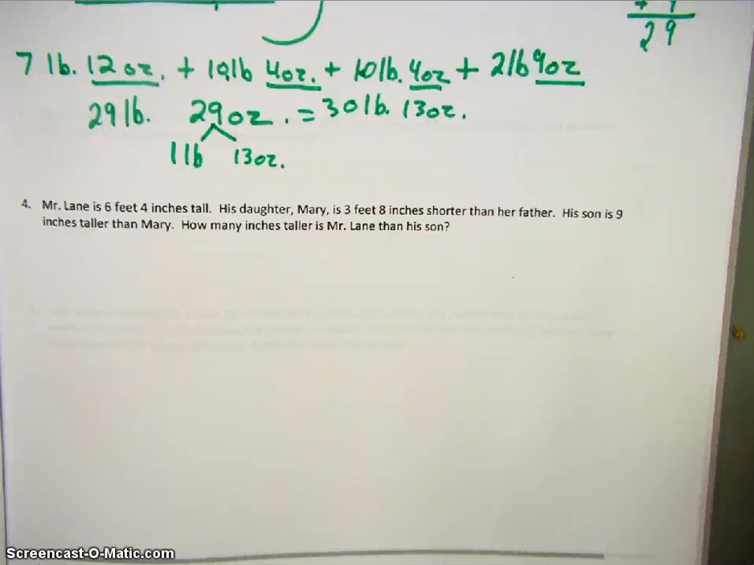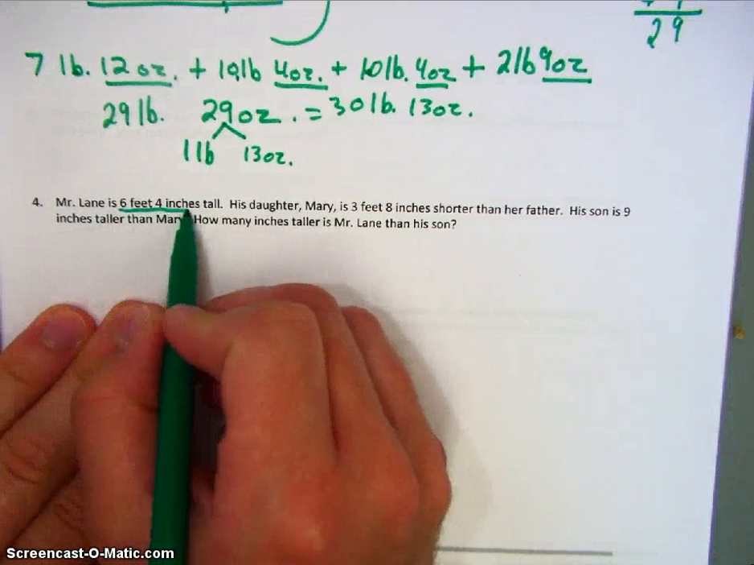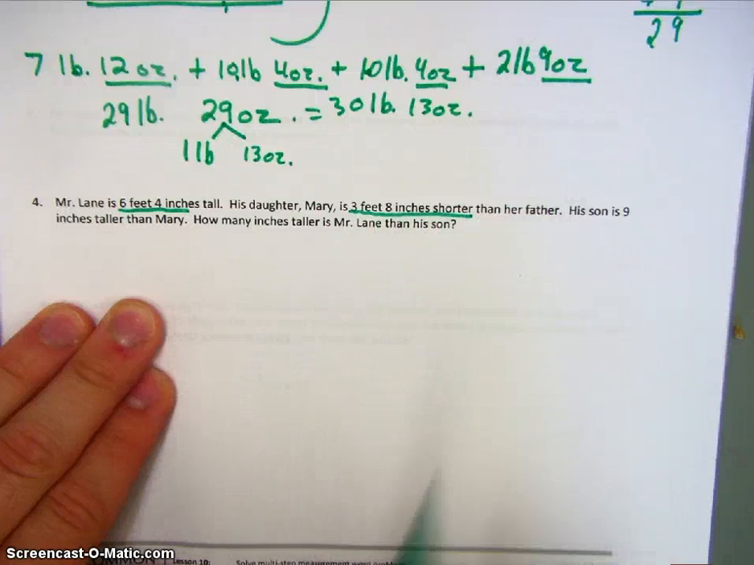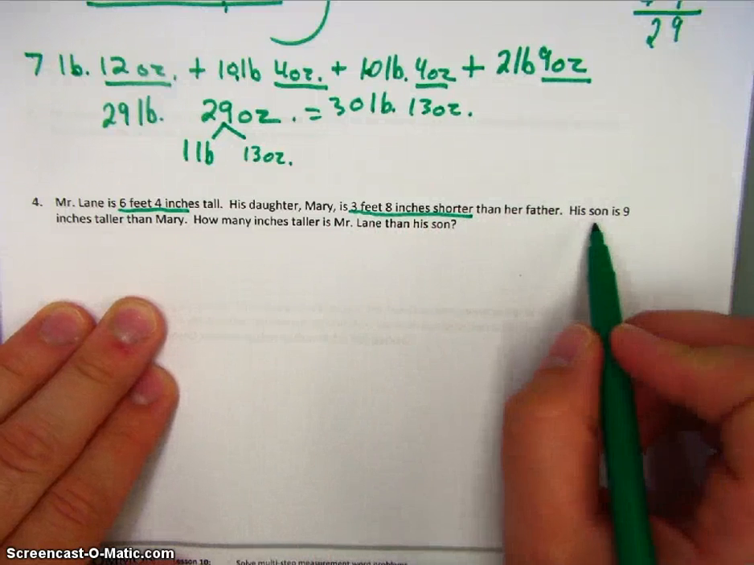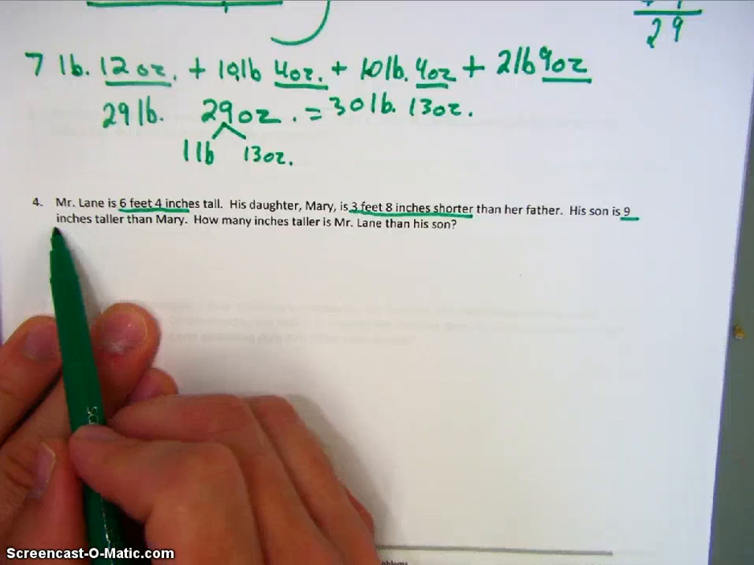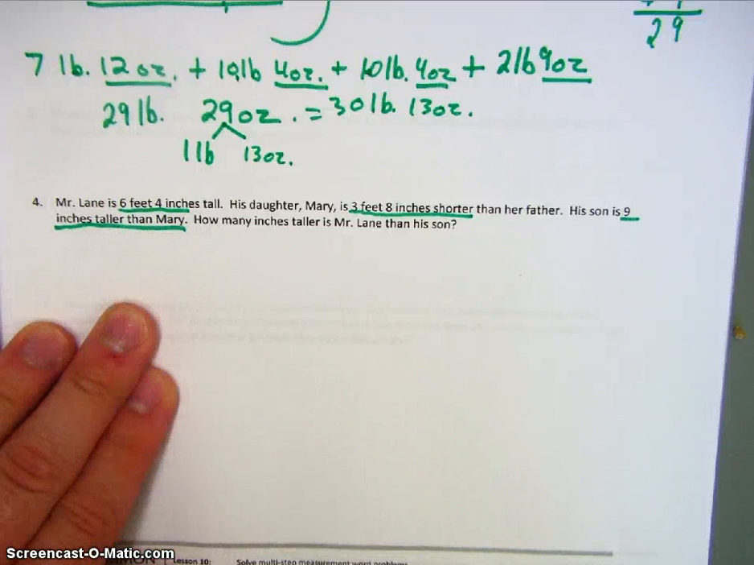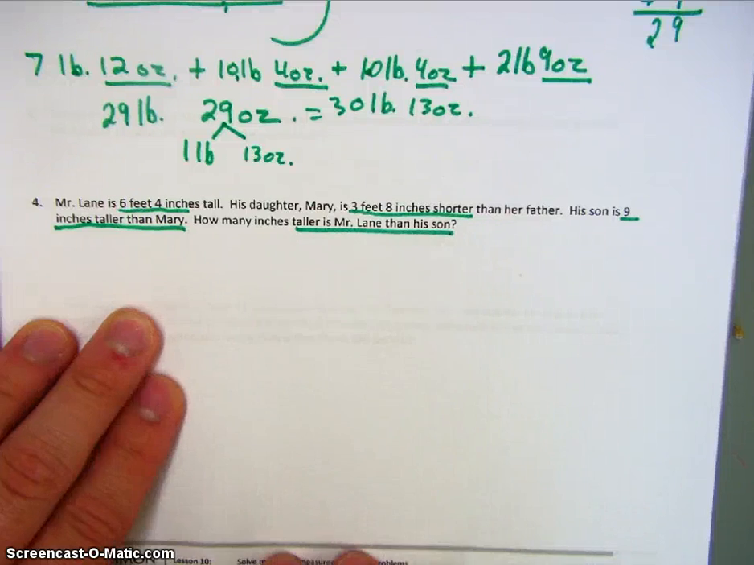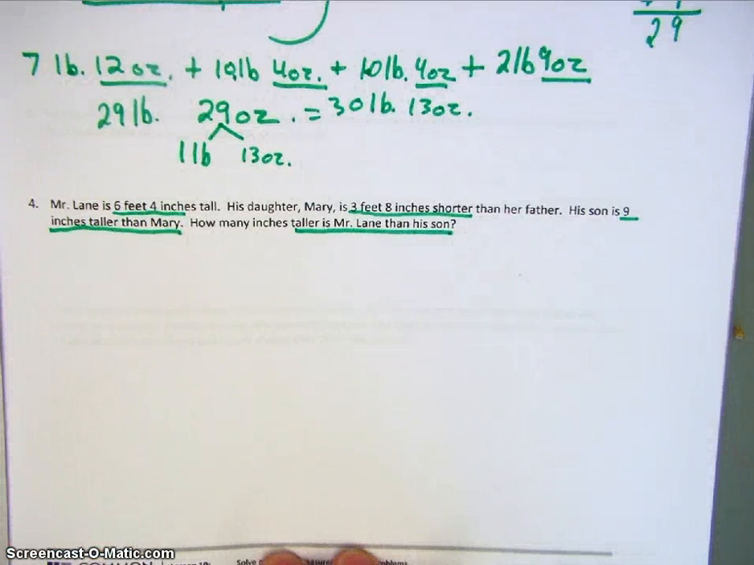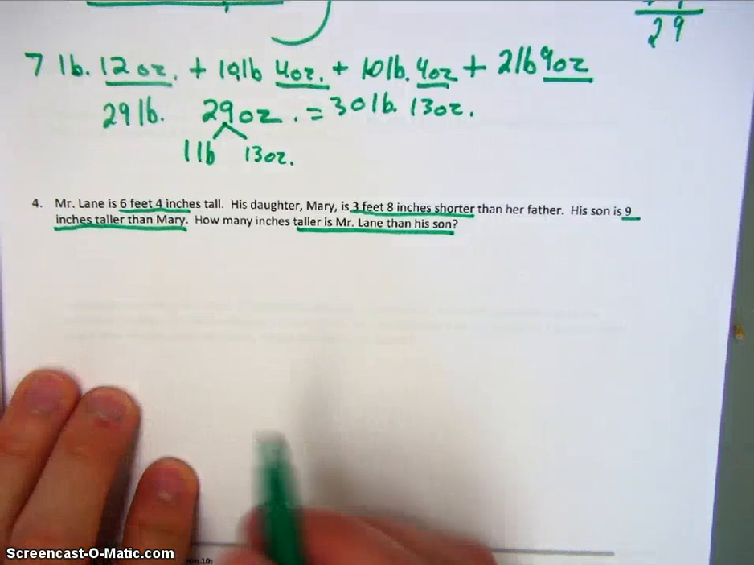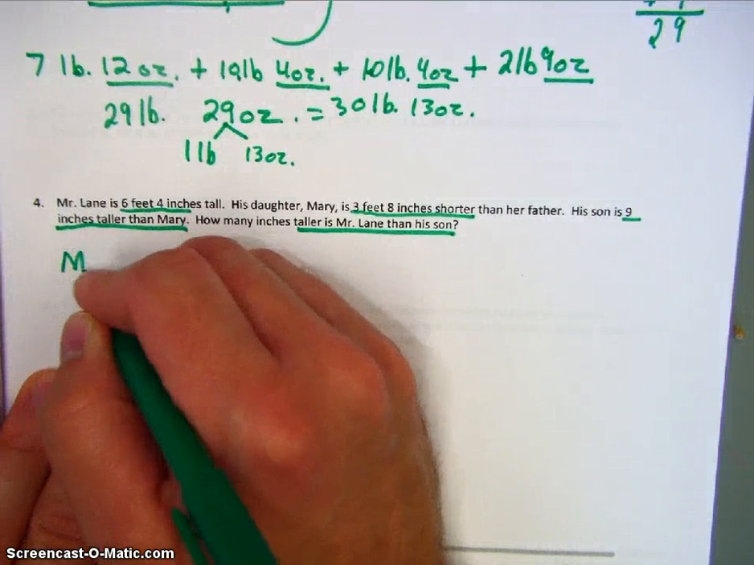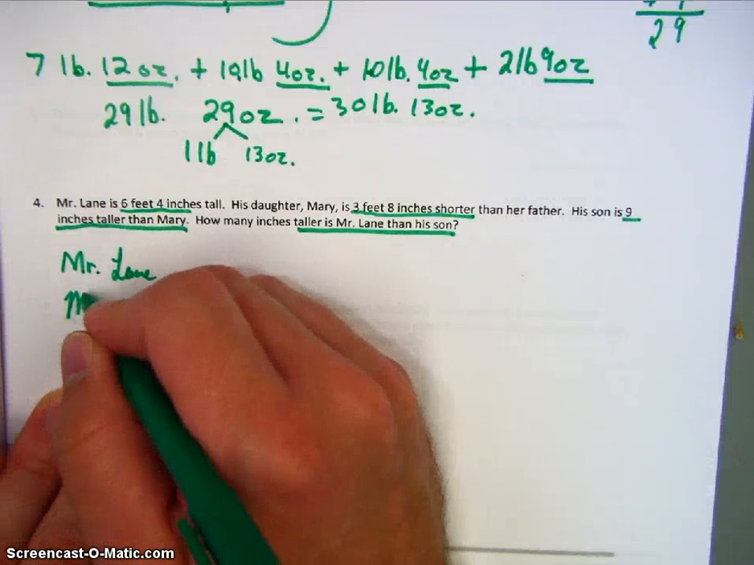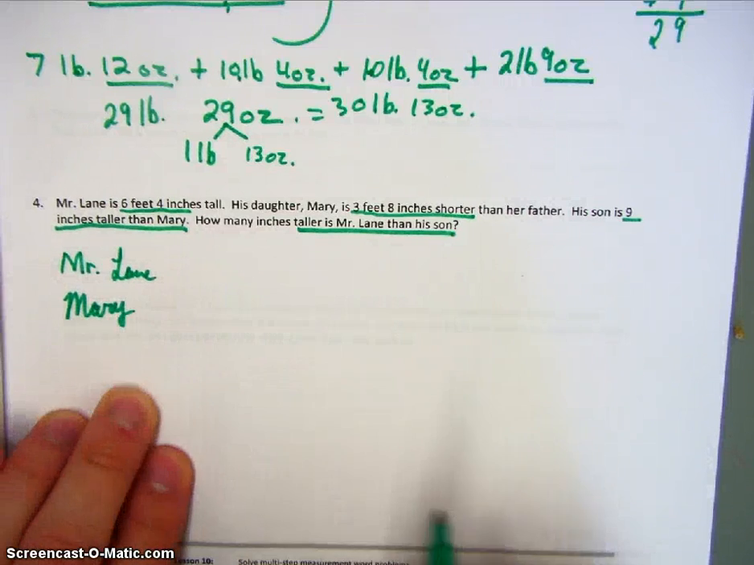Mr. Lane is 6 feet 4 inches tall. His daughter Mary is 3 feet 8 inches shorter than her father. His son is 9 inches taller than Mary. How many inches taller is Mr. Lane than his son? Alright, so this one's set up a little bit different, so we have to really look carefully. Okay, so we have Mr. Lane, we have Mary, and we have his son.